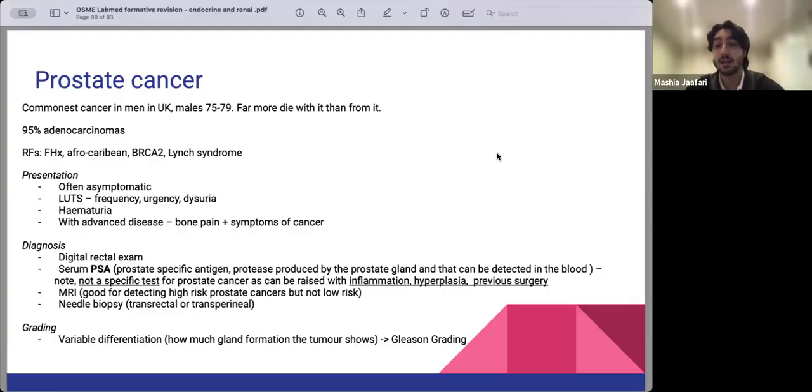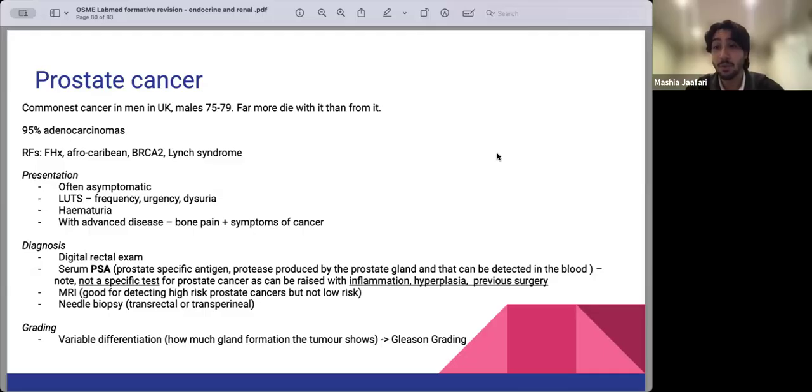And again, unlike BPH, which affects around the urethra, prostate cancer affects the outside of the prostate gland, so it can be asymptomatic. But if it gets bad or big enough, it can start affecting the urethra as well, and you can get the lower urinary tract symptoms. But most commonly, hematuria is going to be an indicator more so than the lower urinary tract symptoms.